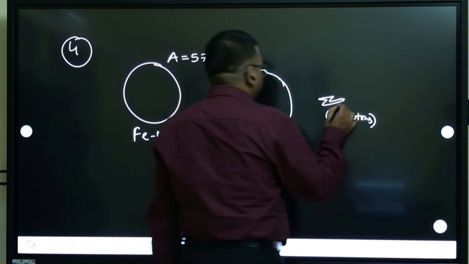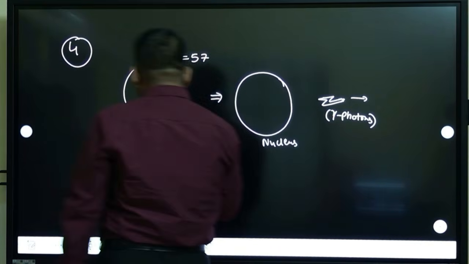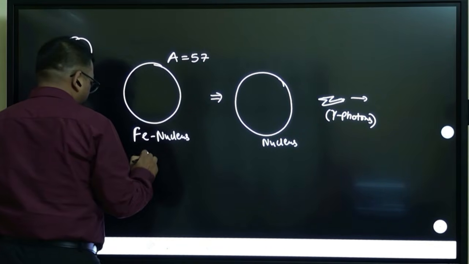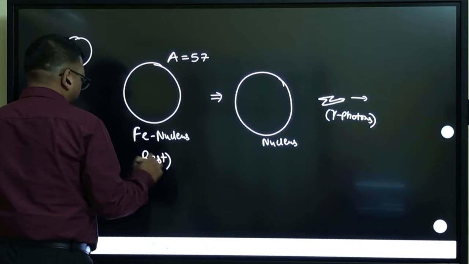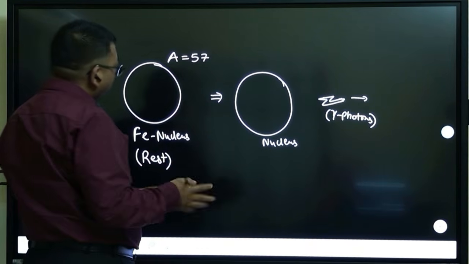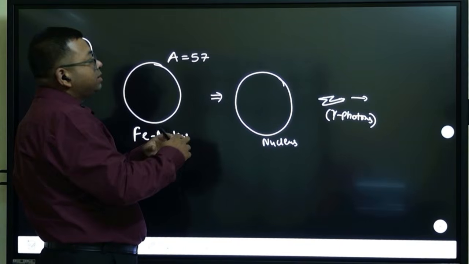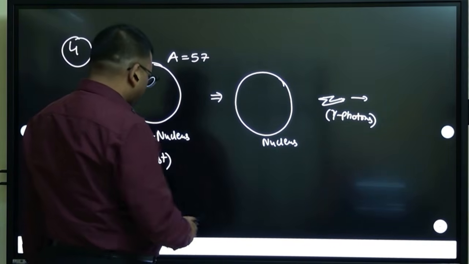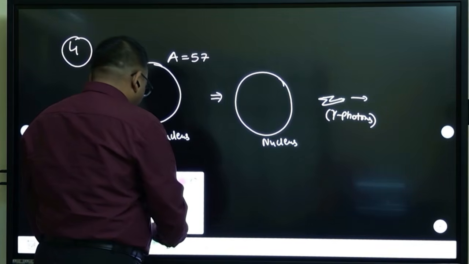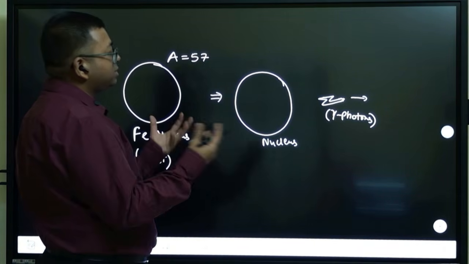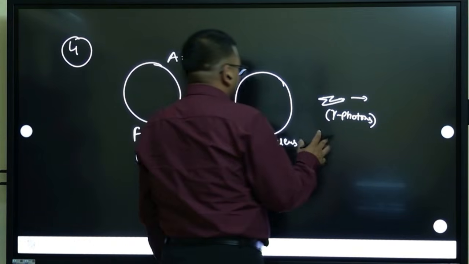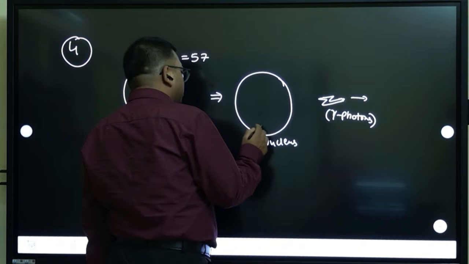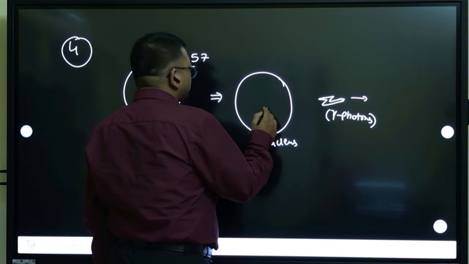So it is emitting that, and initially it was at rest. Not given means assume it is at rest, because this nucleus is at rest. It is emitting something. Just like when a bomb explosion happens, the bomb is at rest and it will explode like this. So they are saying, how much is this nucleus's mass?